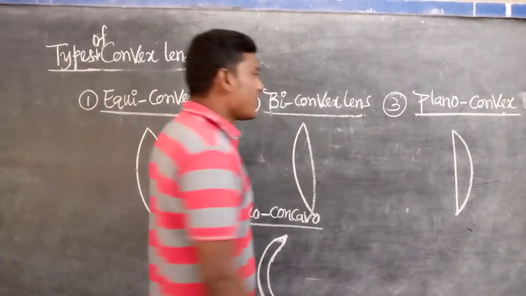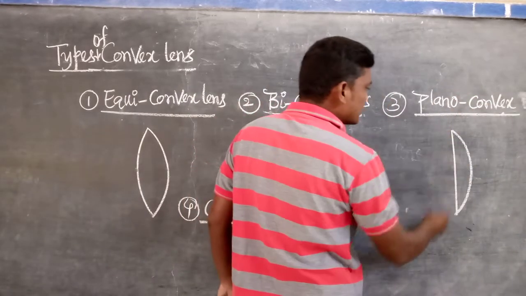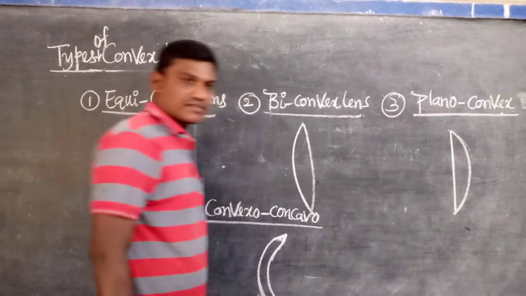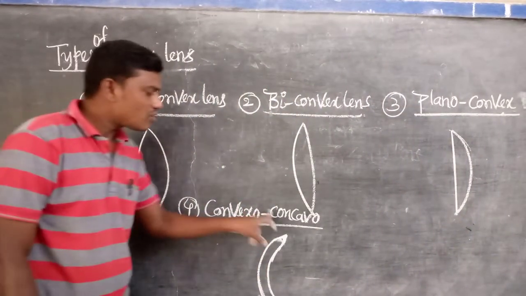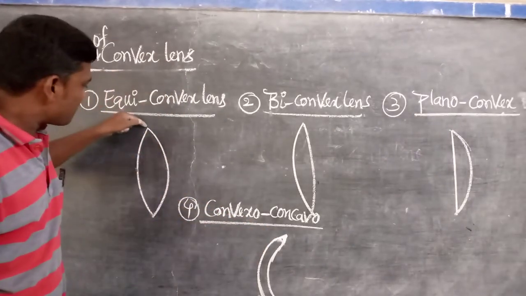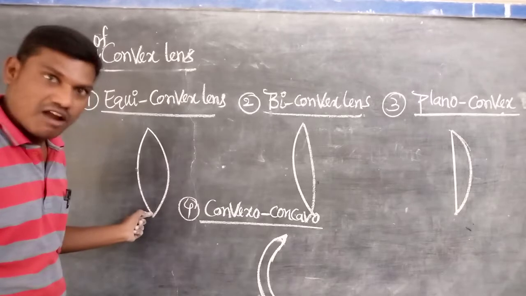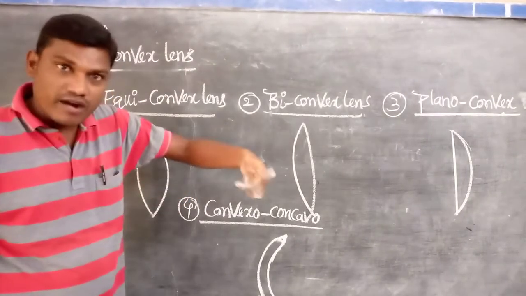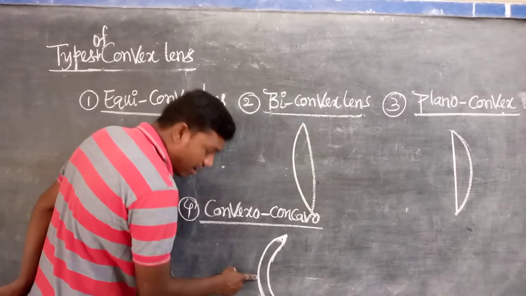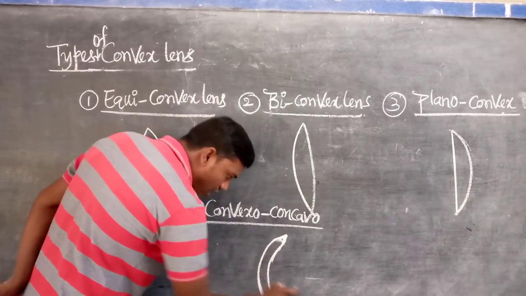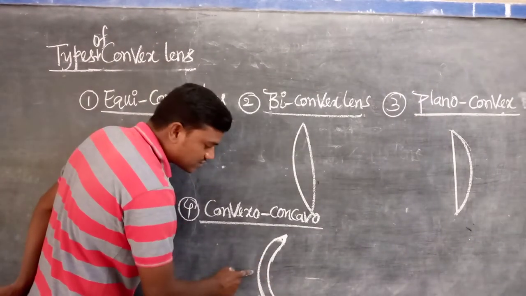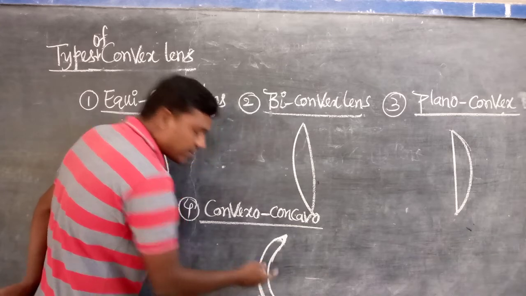Next, plano-convex. Plano-convex means one surface is plane and another one is convex. Next, convexo-concave. So this surface means the reflecting surface is outward, that is convex, we know that. The reflecting surface is inward, that is called concave. That's why convex and concave both are combined here. That's why it is called convexo-concave.